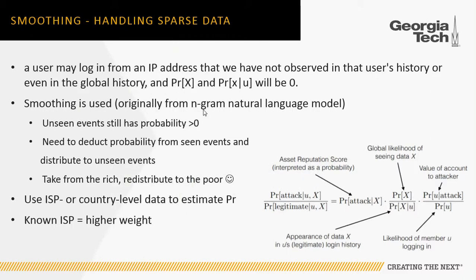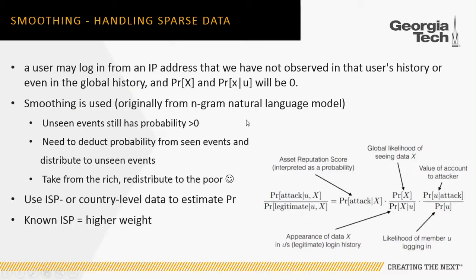Besides, we can use a technique called smoothing to handle sparse data. So this is trying to solve this problem. If the user logs in from an IP address that is never observed in the user history or even in the global history, then the P(X) and P(X|U) will be 0. This part, the global likelihood of seeing data X, will be 0, and the bottom part will also be 0. This creates a problem for calculating the overall login score.